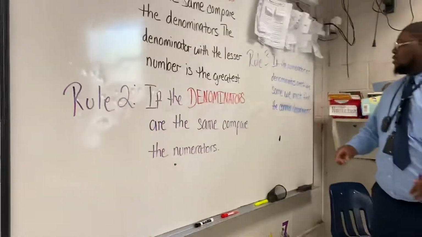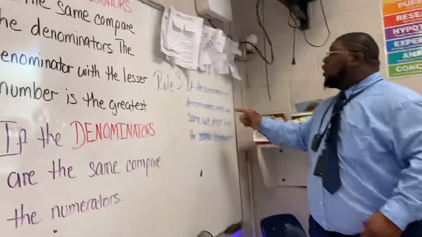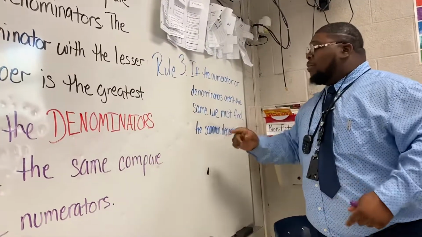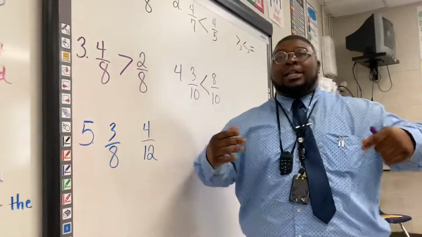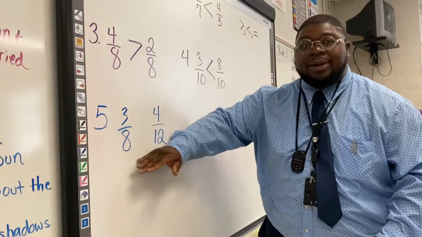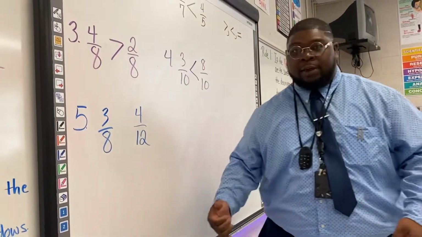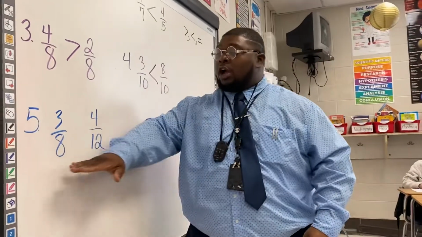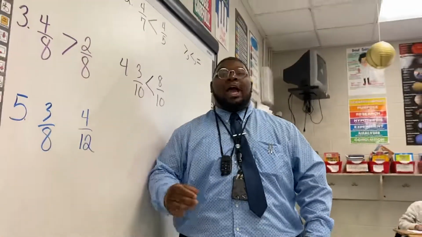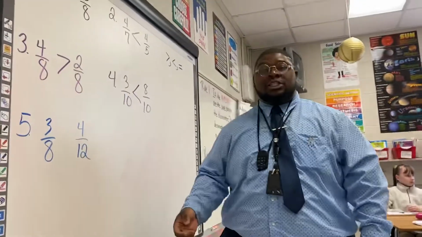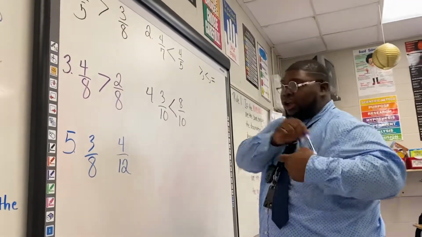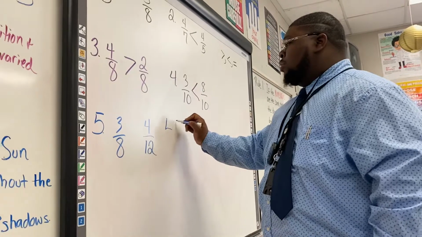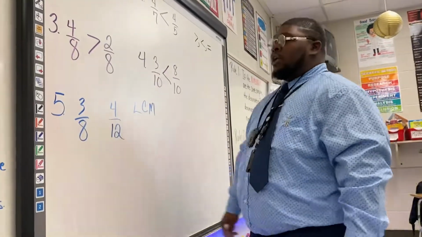Rule number 3 states: if the numerators or denominators aren't the same, we must find the common denominator, okay? We must find the common denominator. If we're finding the common denominator, that means that both of our denominators have to be the same. To make sure that our denominators are the same, we have to find what we call our least common multiple, or something you may have heard of before called your LCM, okay? Least common multiple.